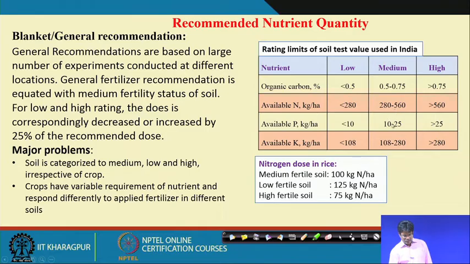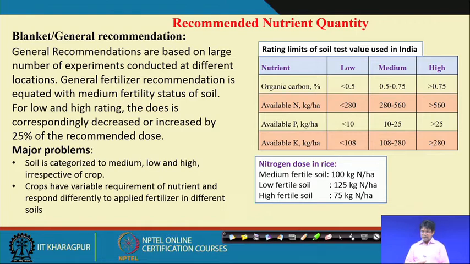For phosphorus, if it is 10 to 25 kg per hectare, it is a medium fertile soil, less than 10 is a low fertile soil, and higher than 25 is a high fertile soil. Similarly, for potash, the range of 108 to 280 kg per hectare is a medium fertile soil, less than 108 is a low fertile soil, and higher than 280 is a high fertile soil.